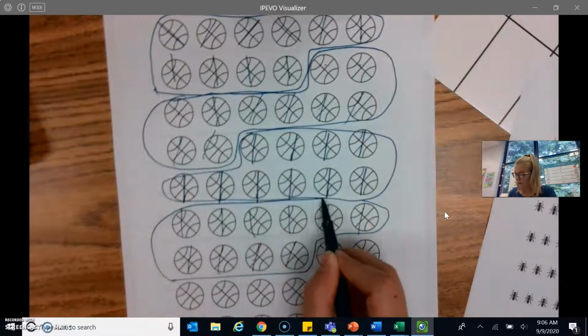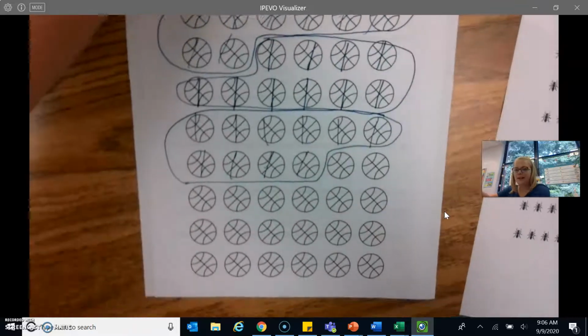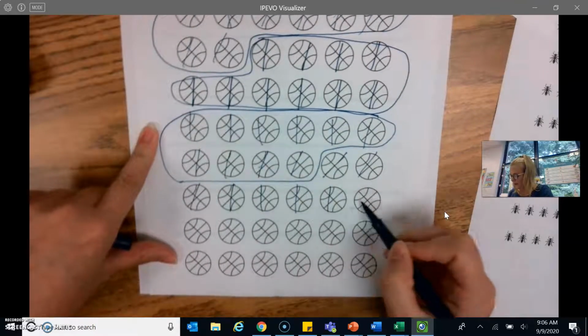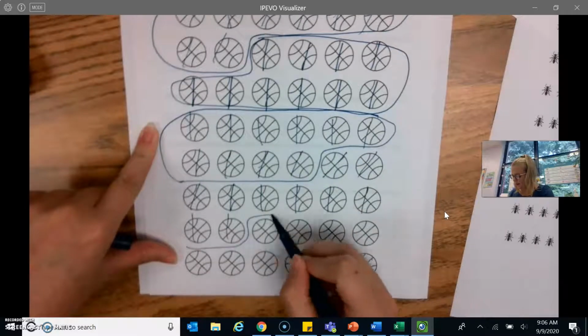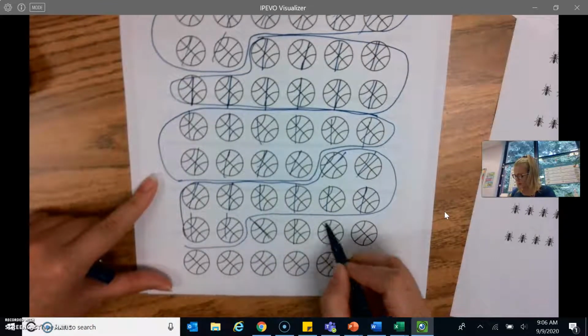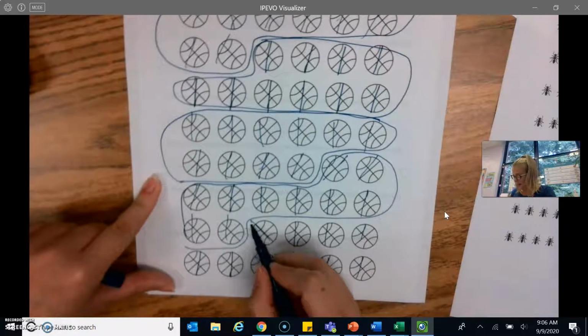Remember, you can also count them one by one if that's easier. I just think counting by 10 is the easiest way. 2, 3, 4, 5, 6, 7, 8, 9, 10. Another group of 10. Let's see if I have another one. 1, 2, 3, 4, 5, 6, 7, 8, 9, 10.